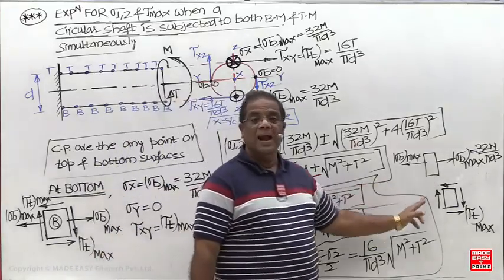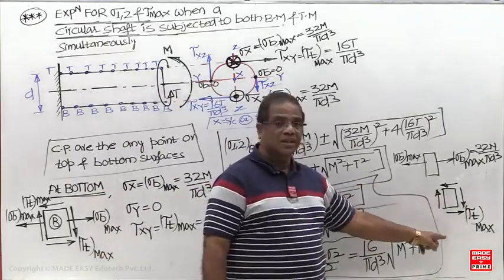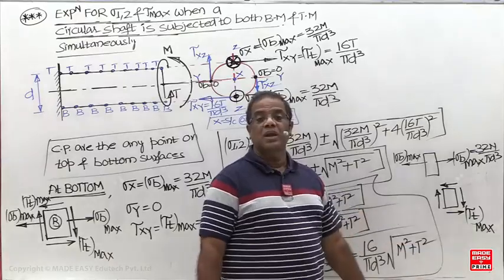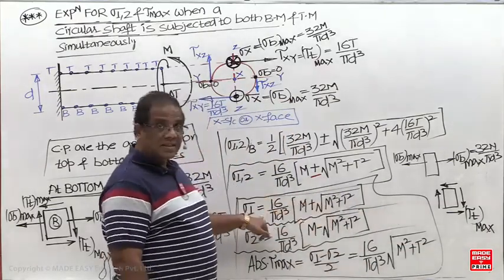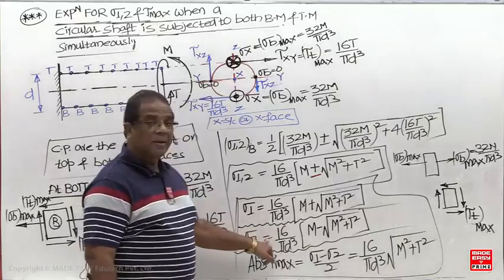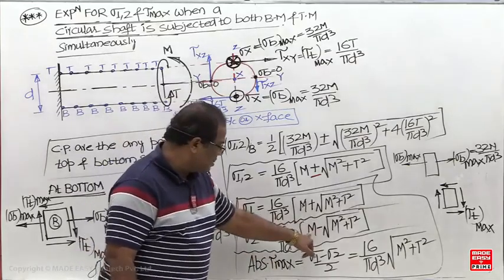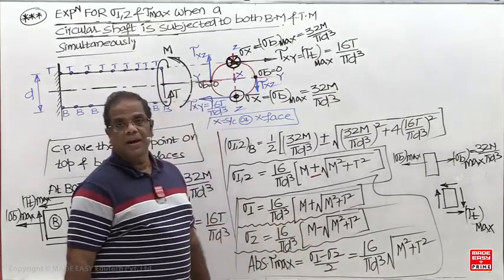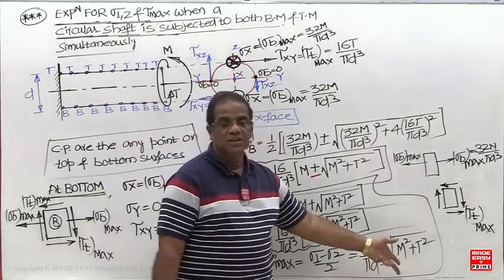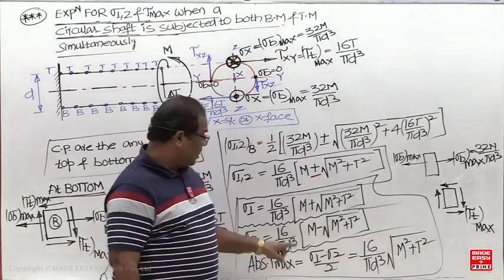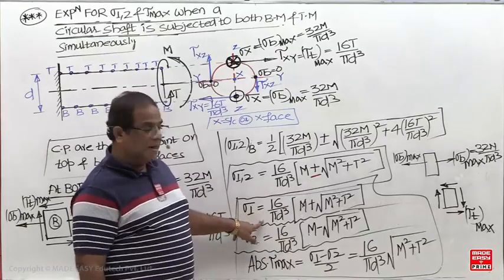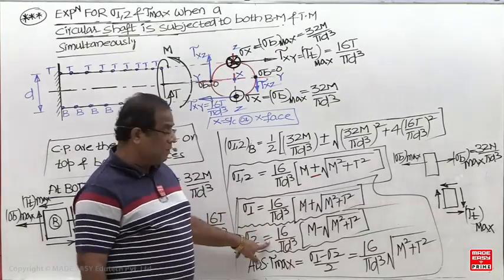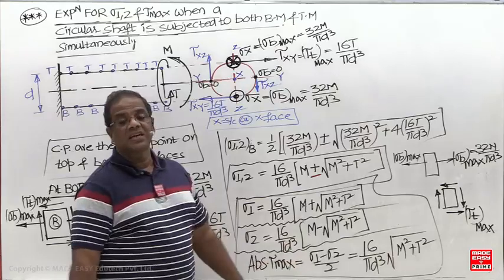Pure torsion, you have studied the biaxial state of stress, so how many principal stresses are there? 2. Sigma 1 and sigma 2 are equal and opposite. If I make the bending moment 0, sigma 1 is plus 16 T by pi d cube, and sigma 2 is minus 16 T by pi d cube. So when M is 0, all are equal. Sigma 1 is 16 T by pi d cube, sigma 2 is minus 16 T by pi d cube, and tau max is 16 T by pi d cube.